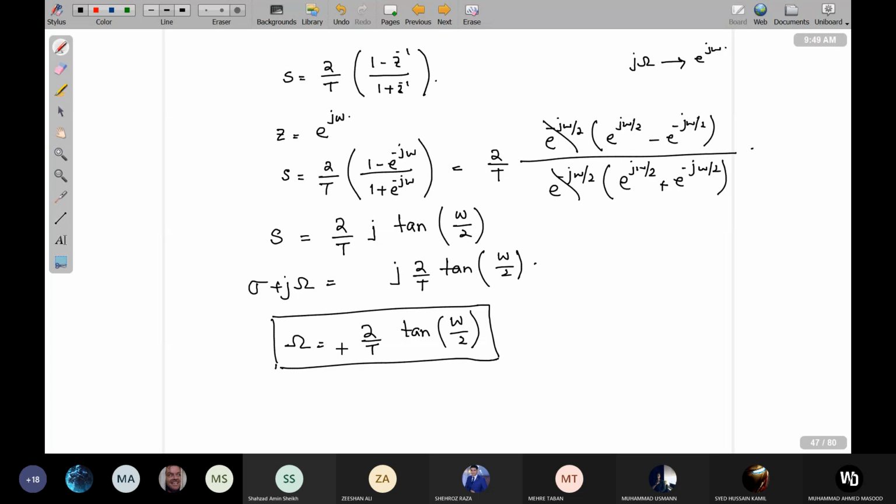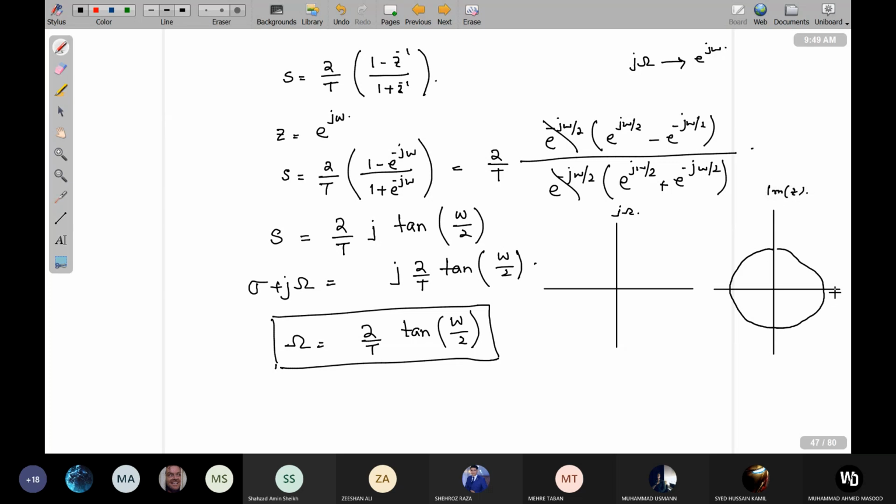No sir. Okay, so let's see this transformation, what is happening. So that's my j omega axis, and this is my imaginary of Z and that's my real of Z. This is the Z plane, and that's my S plane.